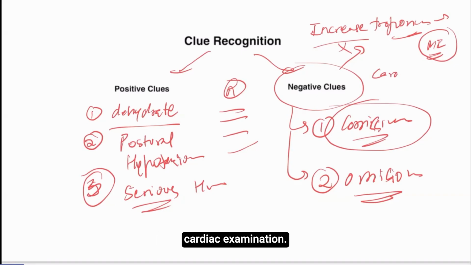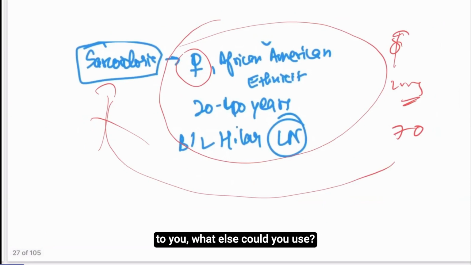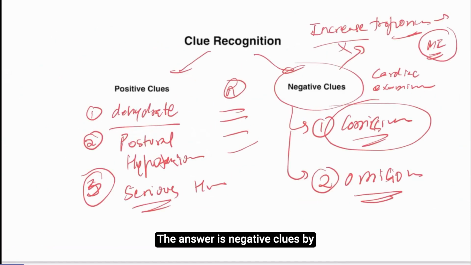Some of that is cardiac examination. So they told you that cardiac examination is normal. Let's go back. Let me show you that. So you can see here that the cardiac examination is normal. And when they told you that cardiac examination is normal, that's a negative clue towards increased troponin, telling you that's likely not the answer. That's maybe something else. But let's say if they didn't give it to you, what else could you use? The answer is negative clues by omission.